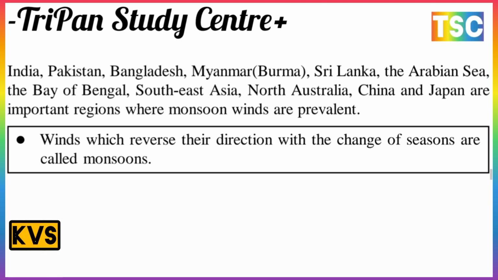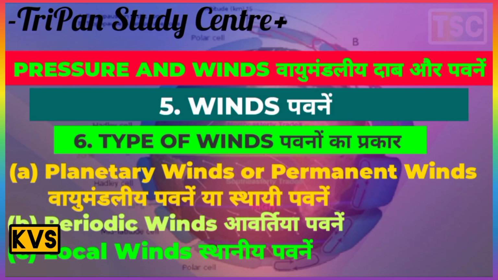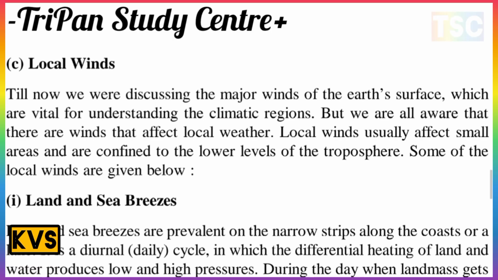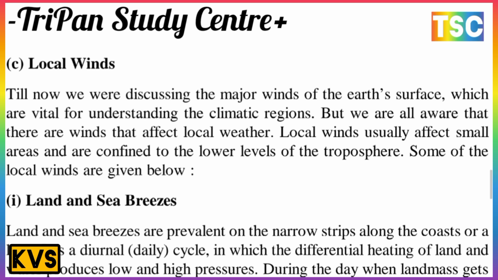This is important. And the next here, local wind. Till now we were discussing the major winds of the earth's surface, which are vital for understanding the climatic regions. But we are all aware that there are winds that affect the local weather. Local winds usually affect a small area and are confined to the lower level of the troposphere. Some of the local winds are given below.